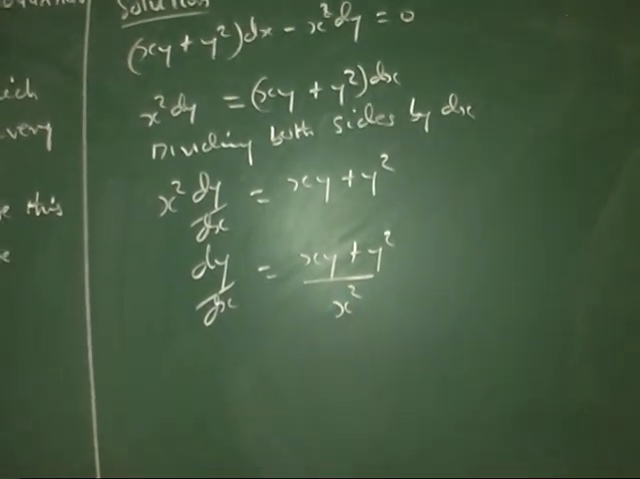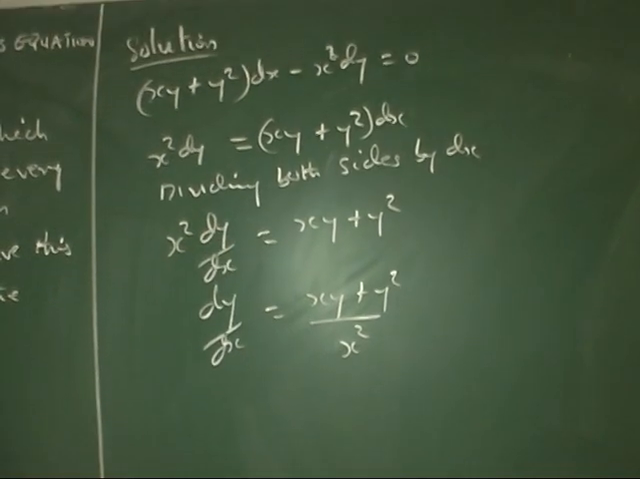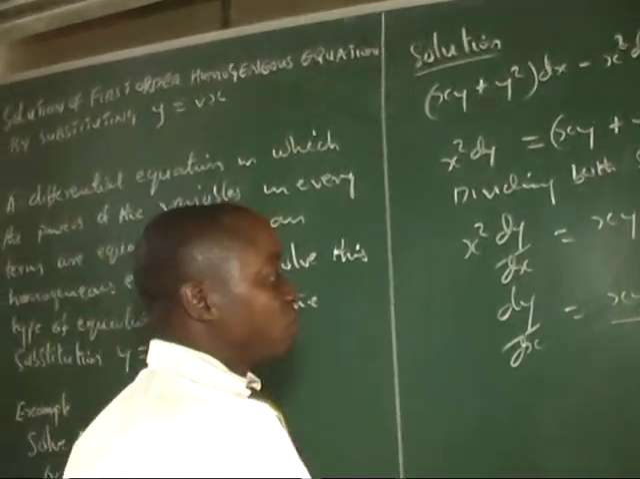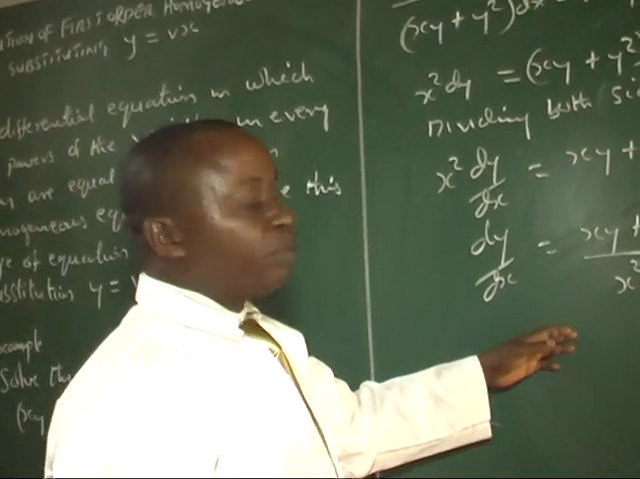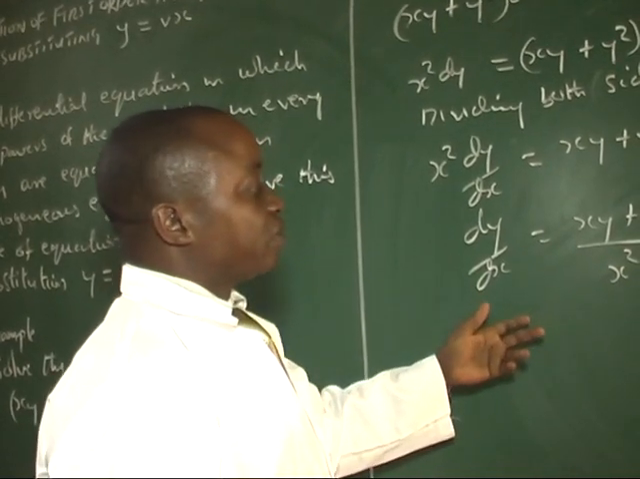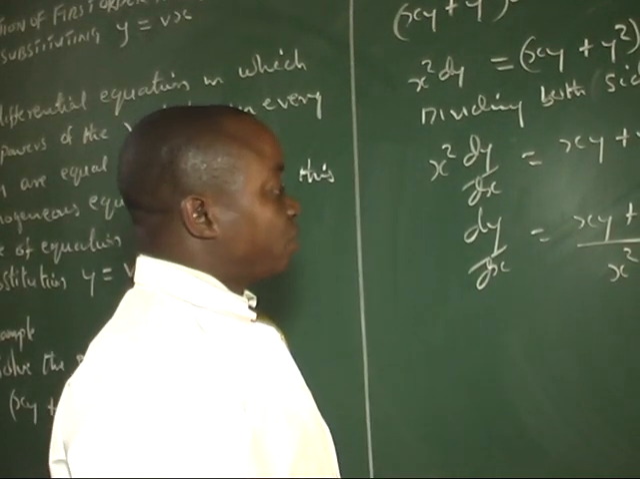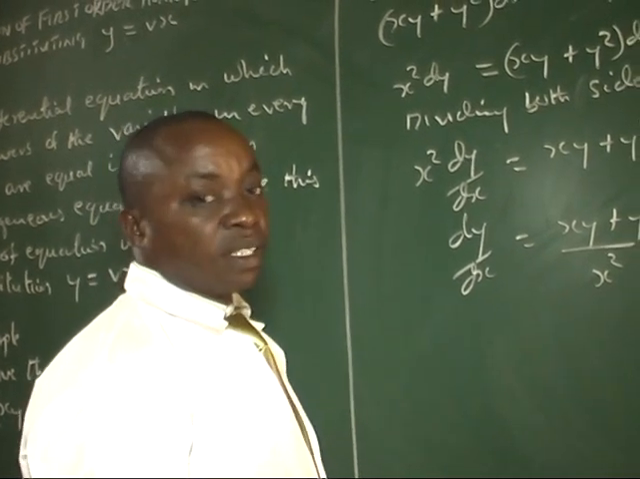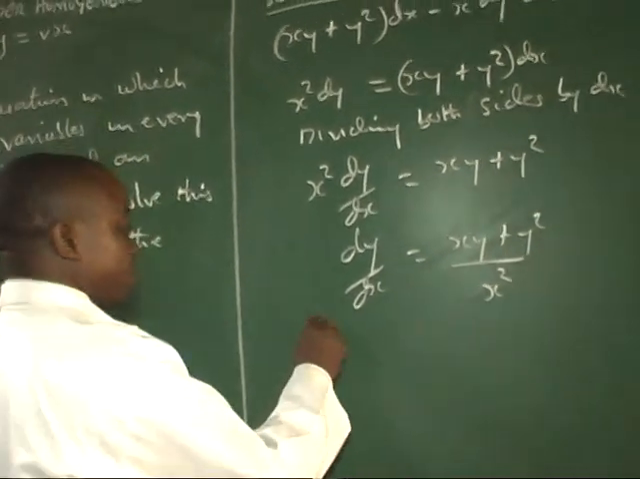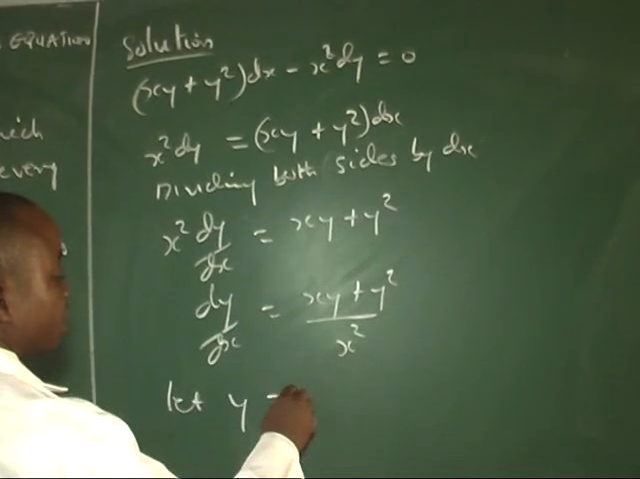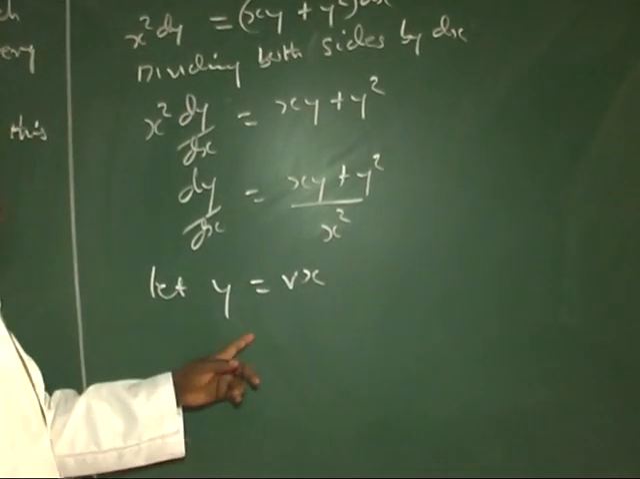Alright, we see that it's difficult to solve this even by separation of variables. It will be very difficult, and so the only way you can solve it is by making a substitution. Now, let y equal vx. This is the substitution we'll make.